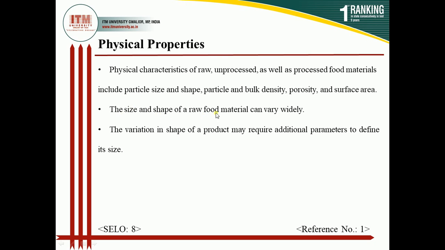As we all know, the size and shape of any food material vary very widely. The size of food we generally measure with a scale in centimeters, and shape is something like round shape, oval shape, circular or rectangular. So these are the criteria of shape.